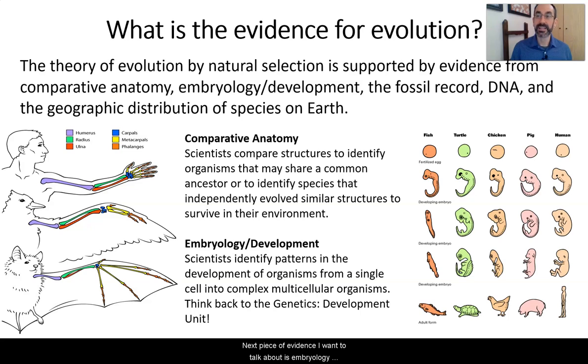All right. Next piece of evidence I want to talk about is embryology and development. We find that organisms that are more closely related have stages in their development, as they grow from an egg to an adult, that are very similar. A good example of this is, there again, animals with backbones, vertebrates, have stages as they go from an egg to an adult that are very similar.